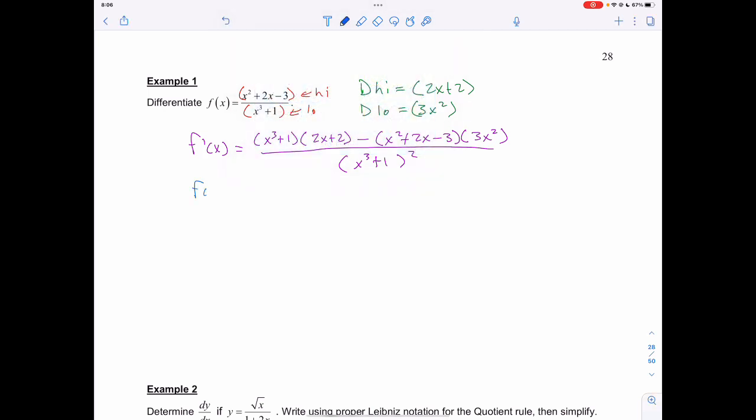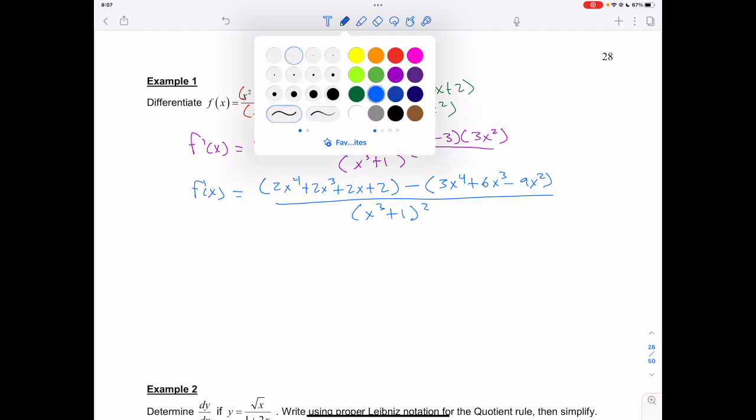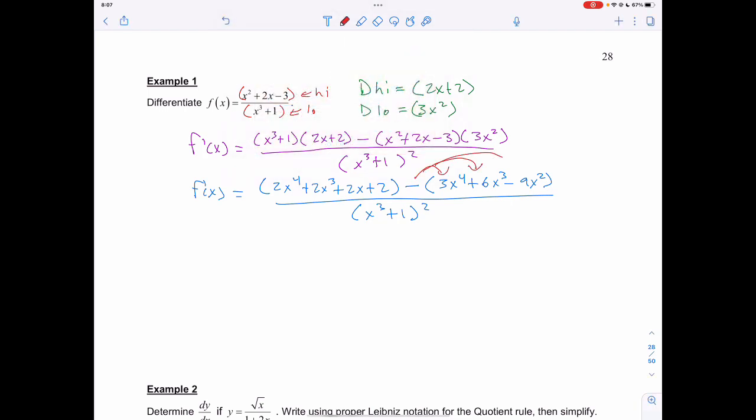So I'm going to say that f prime of x is going to equal the x cubed plus 1 times 2x plus 2 is going to give me 2x to the 4 plus 2x cubed plus 2x plus 2, minus my x squared plus 2x minus 3 times 3x squared is going to give me 3x to the 4 plus 6x cubed minus 9x squared, and it's still all over x cubed plus 1 squared. Don't forget to apply the negative to all these terms.